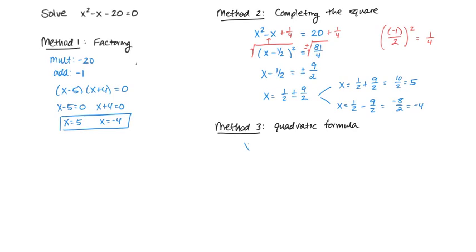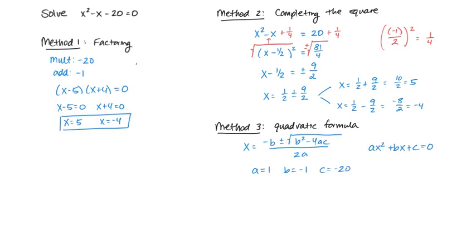So our quadratic formula actually comes from the process of completing the square, where this formula was derived. We get that the solutions will be of the form x equals the opposite of b plus or minus the square root of b squared minus 4ac all over 2a. So the a, b, and c here refer to our standard form ax squared plus bx plus c equals 0 for a quadratic equation. So that means for our equation, a is equal to 1, b is equal to negative 1, and c is equal to negative 20.